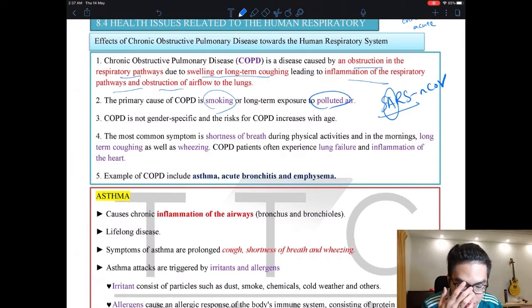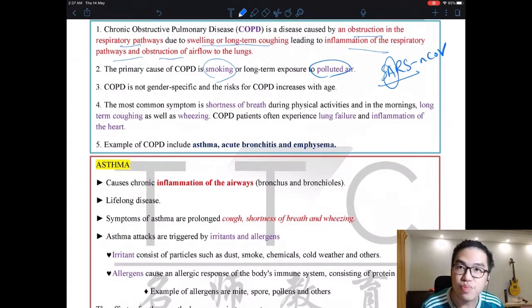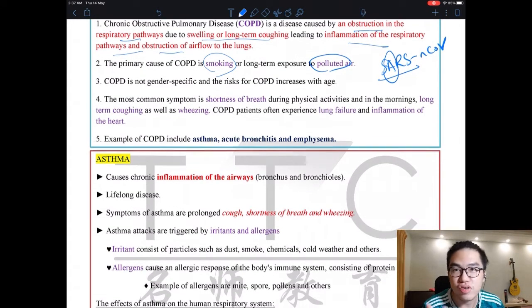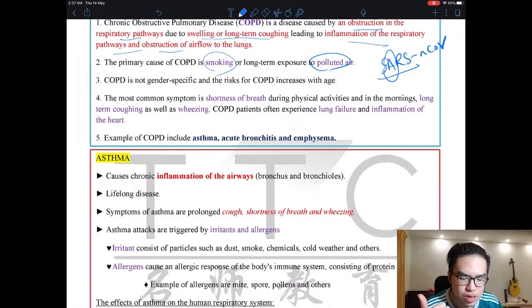All right, so COPD is not gender specific, and the risk of COPD, point number 3, increases with age. The most common symptoms: shortness of breath, of course, you're choking yourself. Coughing and wheezing. And then lung failure, inflammation of the heart. COPD can affect your heart. Imagine now you are smoking, you are choking, your lungs are not able to carry more oxygen, so your heart automatically needs to pump faster to supply oxygen to your body. So while developing COPD, you also develop heart disease.